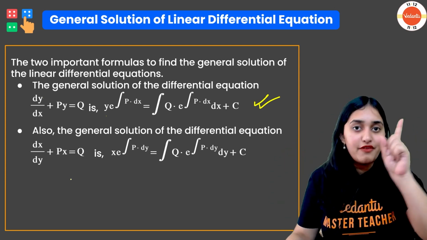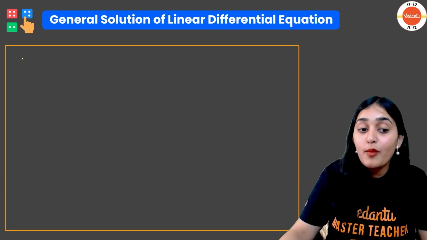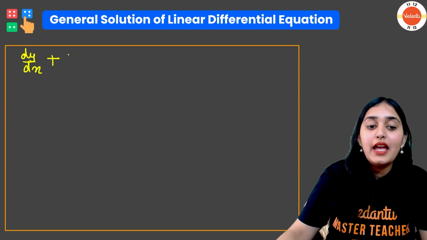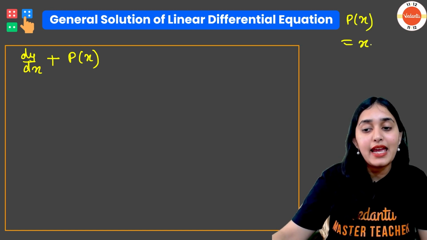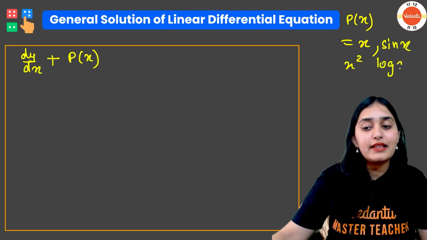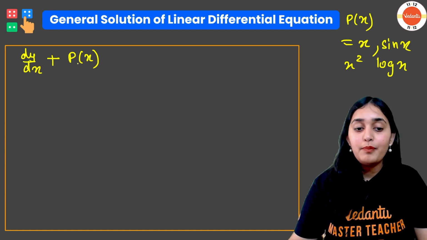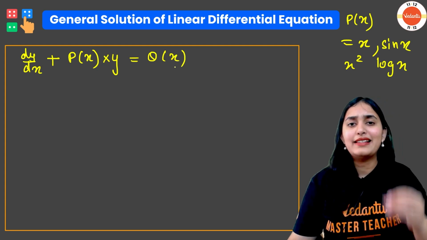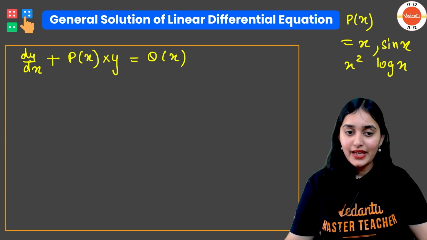First of all, if you have an equation in the form of dy by dx plus any function of x, now what can be any function of x? It can be x, it can be sin x, it can be x square, it can be log x. Any function of x is fine. So dy by dx plus p of x into y is equal to any function of x: sec x, cos x, x square by 2, anything, any function of x.